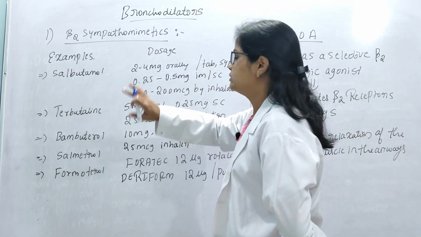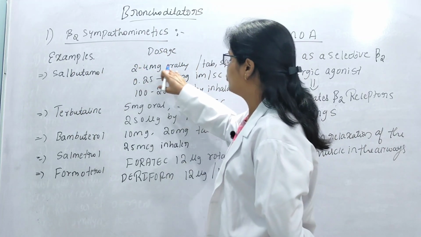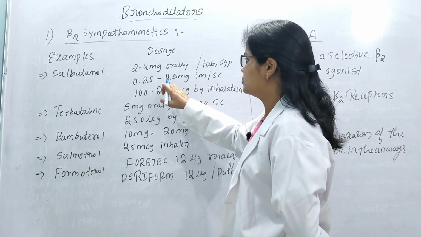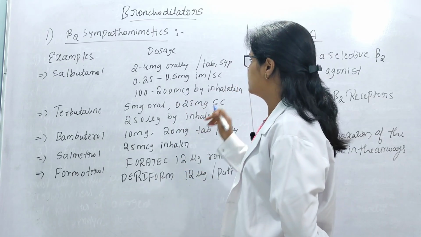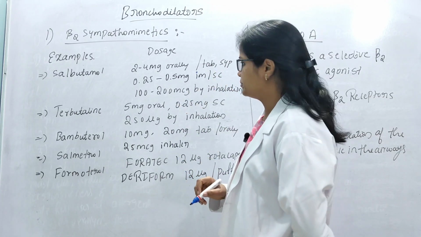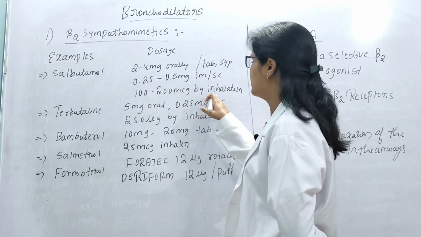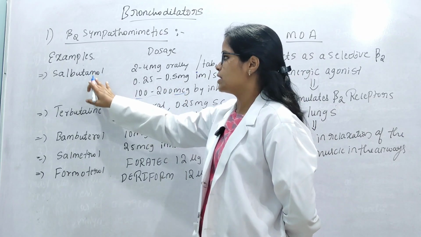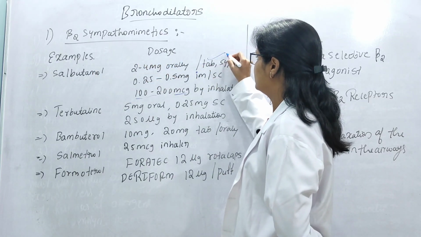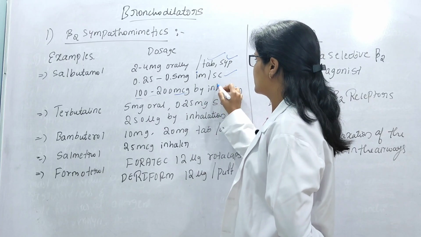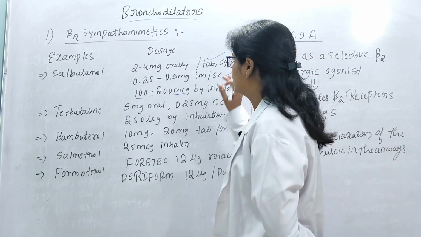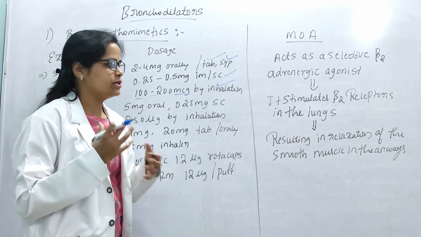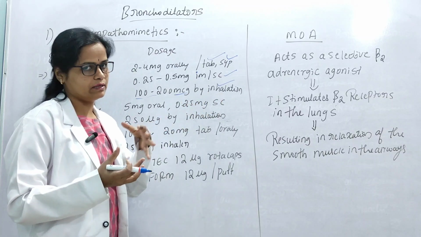So here, the dosage of salbutamol is 2 to 4 mg orally in the form of tablet or syrup, 0.25 to 0.5 mg IM or subcutaneous, and 100 to 200 mcg by inhalation, which means these drugs are taken by inhaler also. Salbutamol is available in four forms: tablet, syrup, injection, and inhaler.